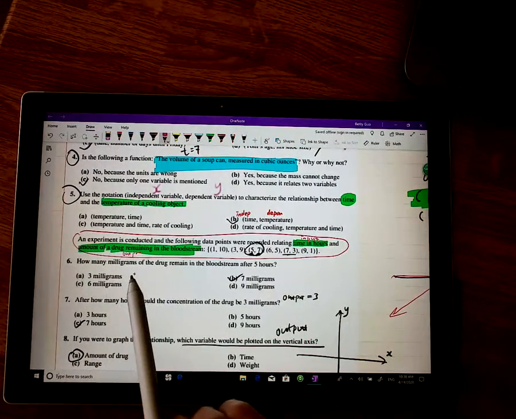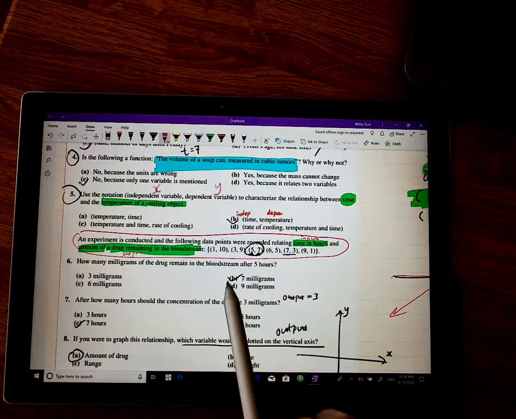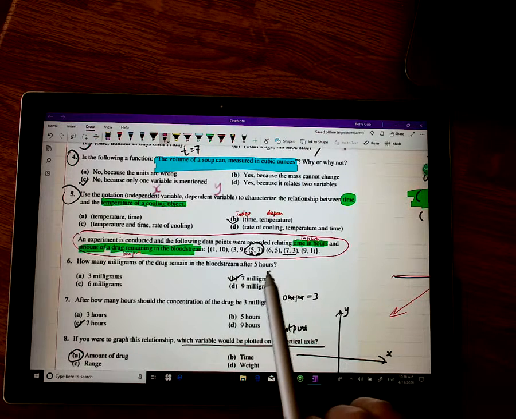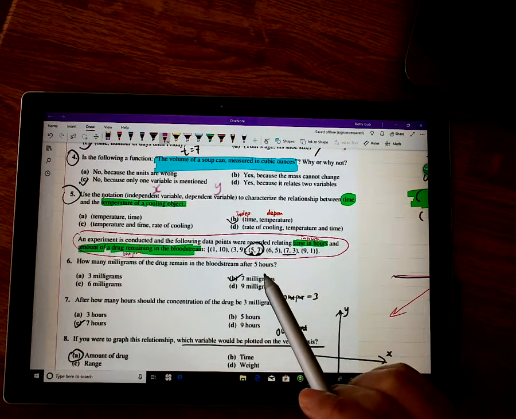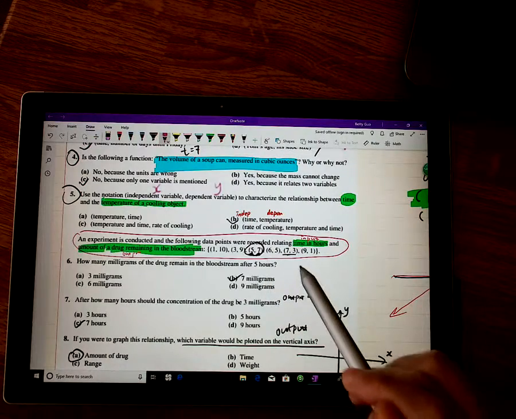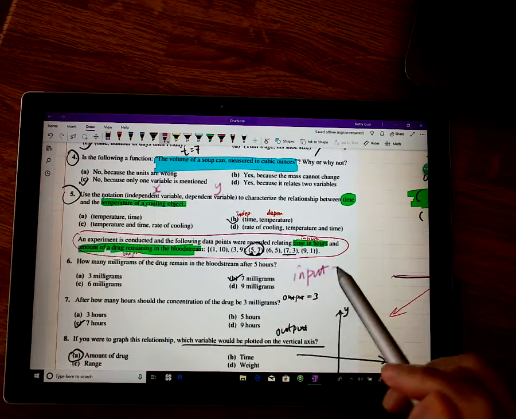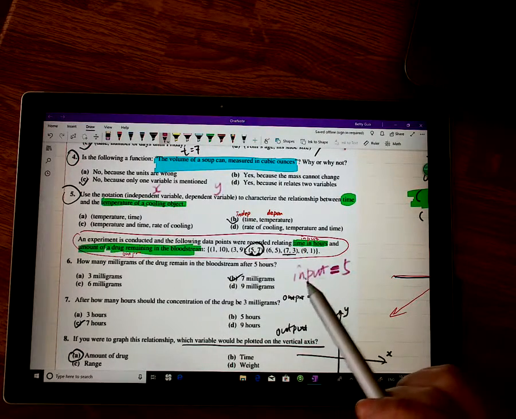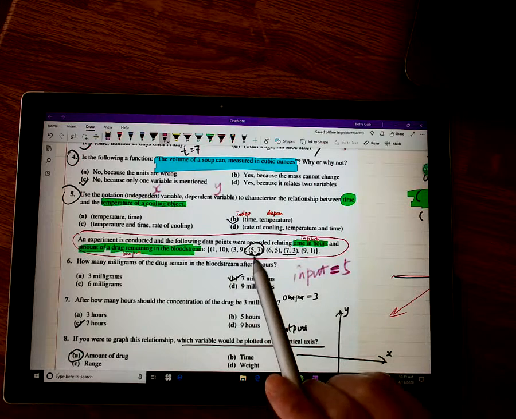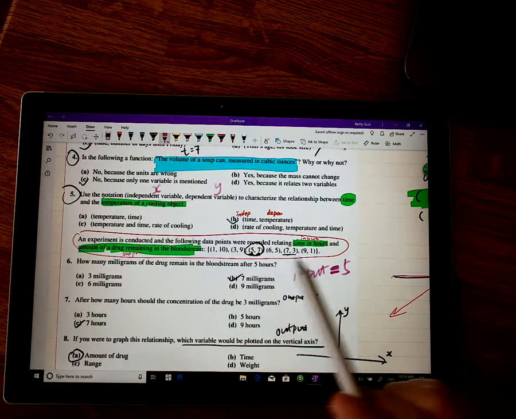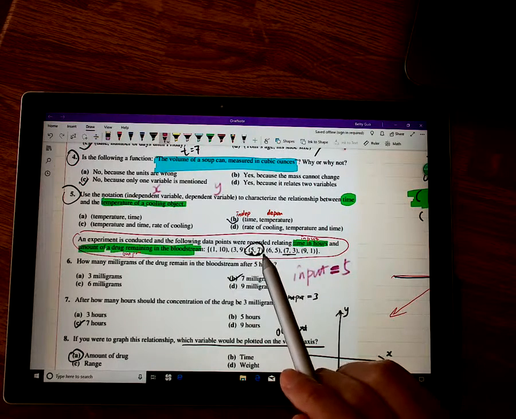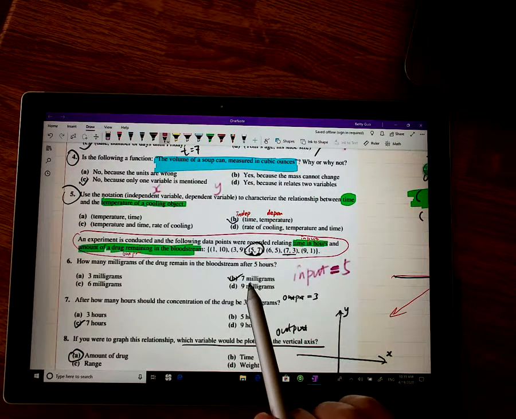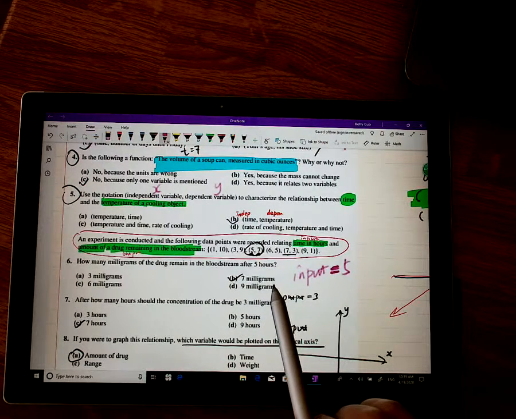Number 6, how many milligrams of the drug remain in the bloodstream after 5 hours? So the time here is 5 hours. So we need to find the input is 5 hours. We need to find the ordered number pair which has the first component equal to 5. Is this one, right? The corresponding output is 7. So after 5 hours, there are 7 milligrams of residue in the bloodstream.